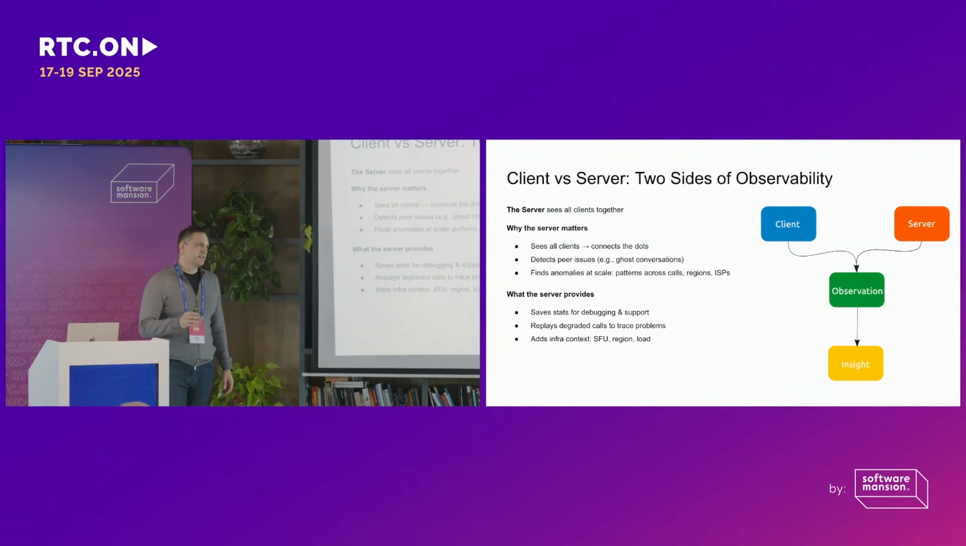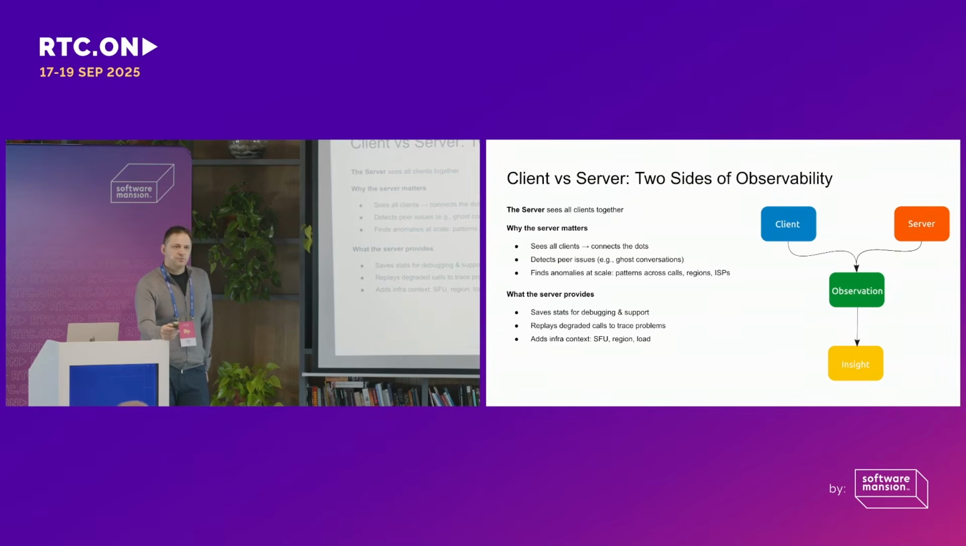The server side is where the view shifts. It is where all of the client's data are seen, so you can connect the dots. For example, if you have some kind of server observability, you can detect if one client is not receiving media from another, and then notify the right client, avoiding the ghost conversation of "can you hear or see me?", which often happens.